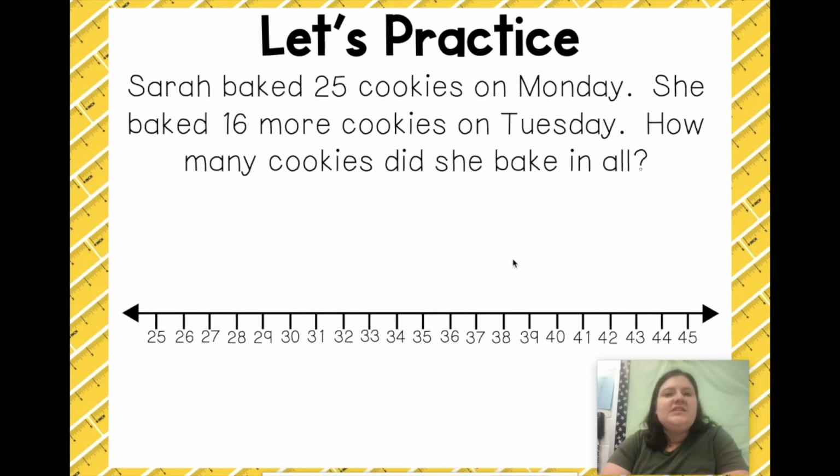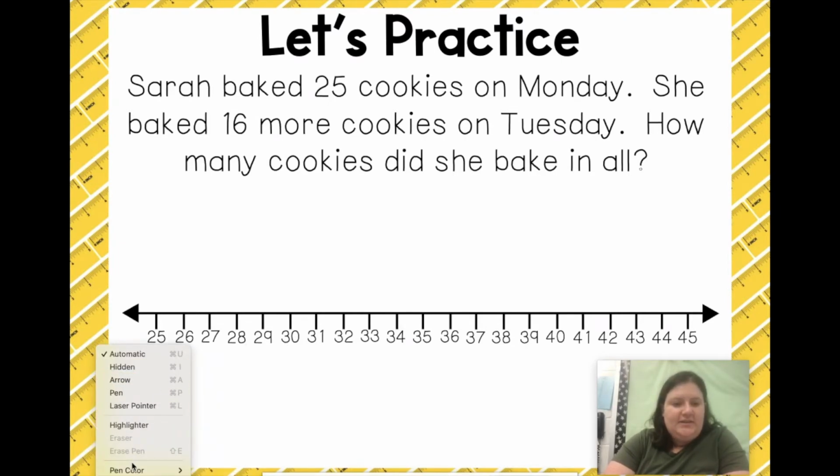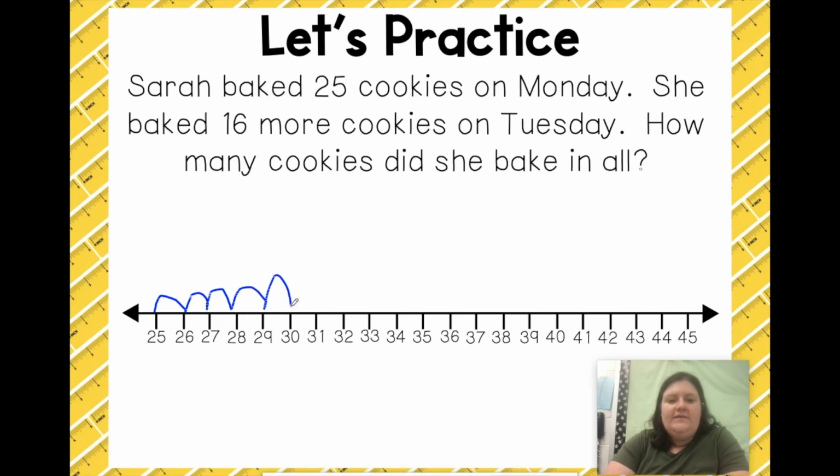The first thing that I want to do is, I'm starting at 25 and I want to get to the nearest 10 from 25, so that will be 30. So let's see how many jumps I'm going to have to make. Let me go ahead and get my pen ready. So 1, 2, 3, 4, 5. So that means that I have to jump 5.